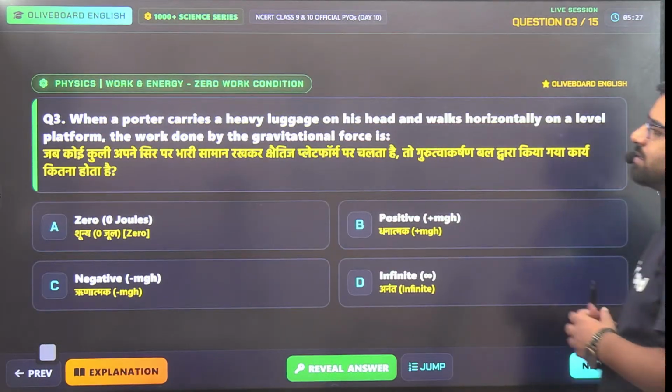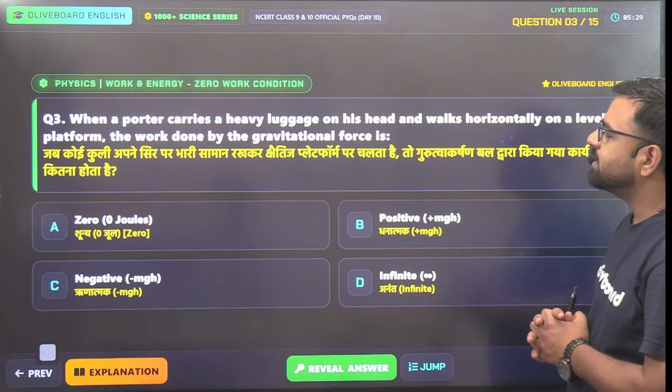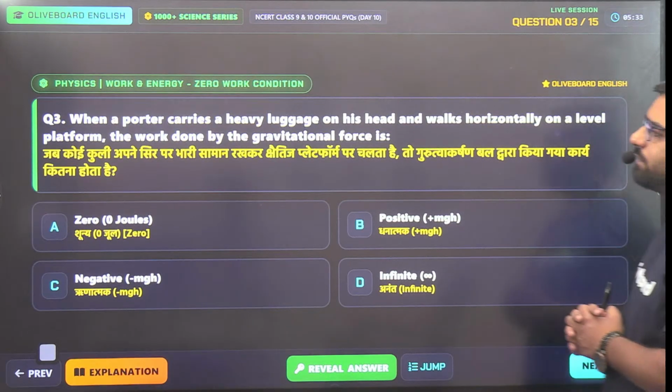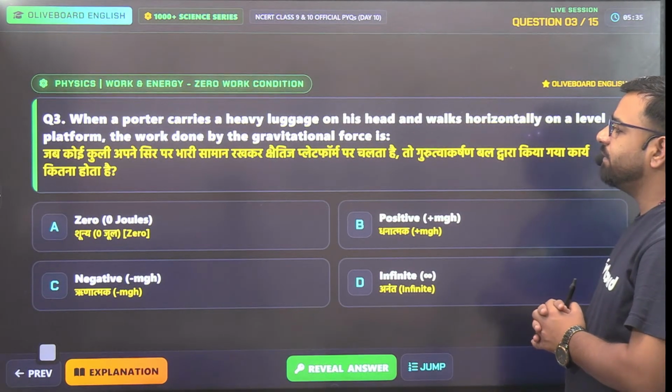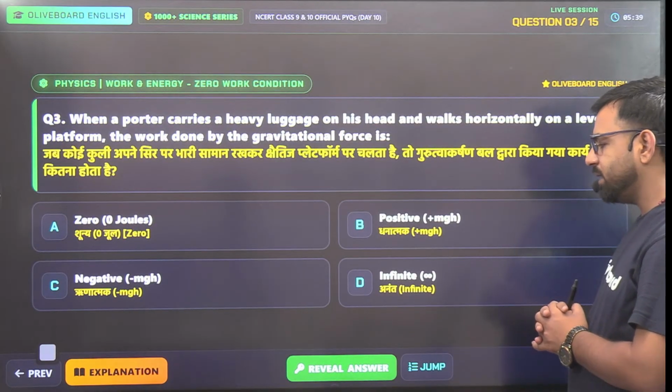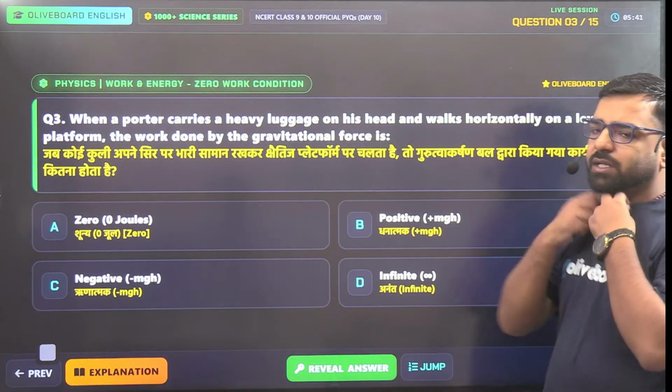What about the next question? The next question is, when a porter carries a heavy luggage on his head and walks horizontally on a level platform, the work done by the gravitational force is dash. Will it be 0, positive, negative, or infinite? What should be the answer?